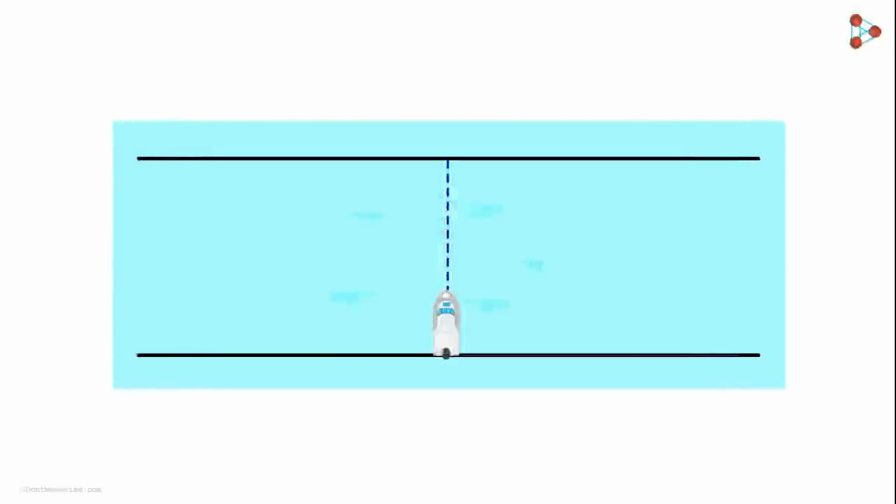A boat is crossing a river from one bank to another. It's moving in the direction perpendicular to the flow of the river. Tell me, will the boat reach the bank at this place P or somewhere to the right of it? That's right. The boat will reach the bank somewhere on the right side of this point P.